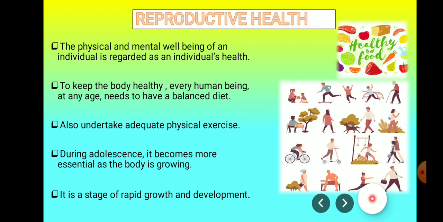Reproductive health. The physical and mental well-being of an individual is regarded as the individual's health. To keep the body healthy, every human being at any age needs to have a balanced diet, and also undertake adequate physical exercise. During adolescence, it becomes more essential as the body is growing. It is a stage of rapid growth and development.